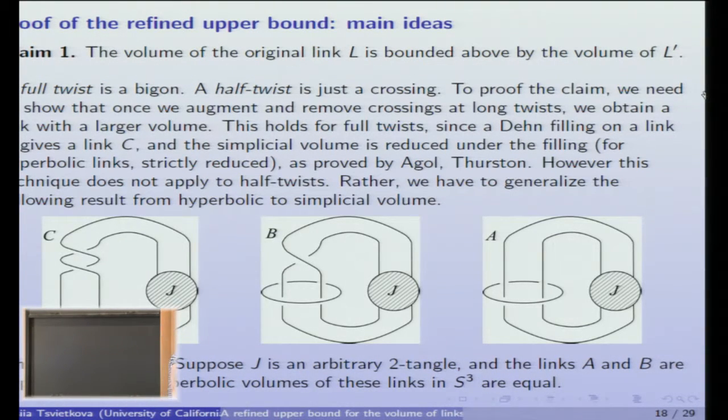So let's look at this very first claim. The volume of the original link is bounded by the volume of the link we get. And the technique that can be used for this is Dehn filling. So if you look at such a diagram, this is called a full twist, so it's just a bigon, and a half twist is something that just has a crossing. So to get rid of half twists, you can use Dehn filling. You can pass from here to here just by Dehn filling on this crossing circle.